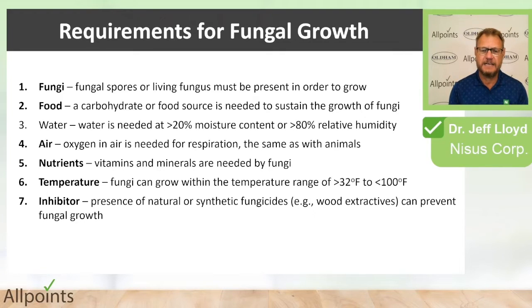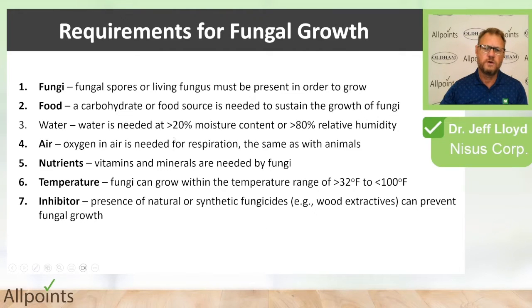Fungi have to have air. They're aerobic organisms. They need oxygen to breathe. They have to have nutrients, certain vitamins and minerals. I mentioned the calcium already, needed by certain decay brown rot fungi. They like a nice comfortable temperature range. They can't grow below freezing, and they can't really grow above 100 degrees Fahrenheit. And they don't like certain inhibitors. So we'll be talking about different treatments that can kill and prevent fungi. So obviously they prefer the absence of those materials for their healthy growth.